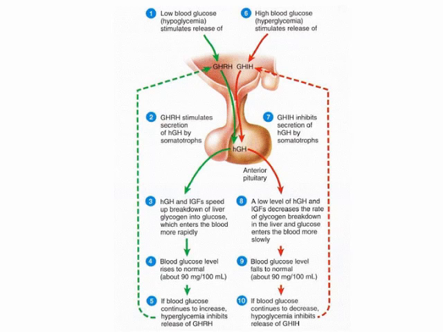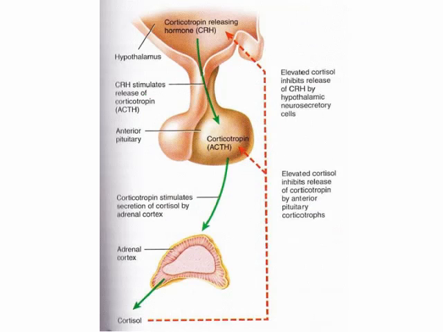When the blood glucose levels are high, it's going to stimulate the release of growth hormone inhibiting hormone. And you can see that there. Again, each of these systems kind of act as a negative feedback system in regulating itself. In this case, you are monitoring blood glucose levels.